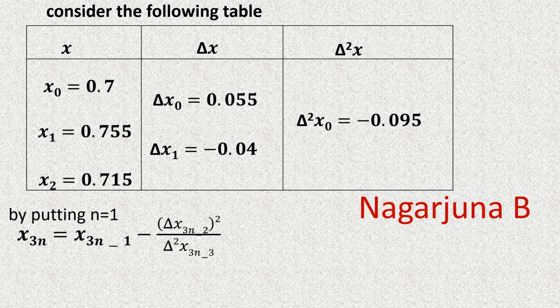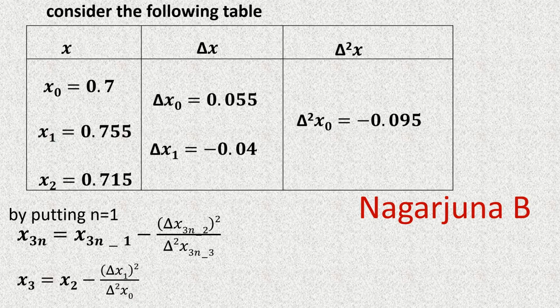So it will be delta x1 whole square divided by delta square x, 3 into 1 is 3 minus 3. So 3 minus 3 is 0. Therefore it will be delta square x naught. Therefore what we can write? x3 equal to x2 minus delta x1 whole square divided by delta square x naught.